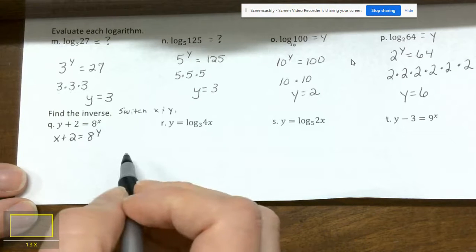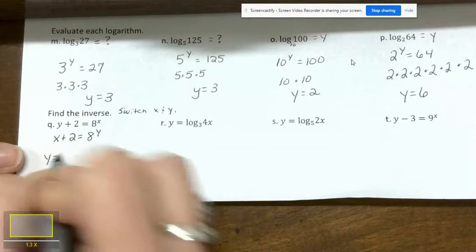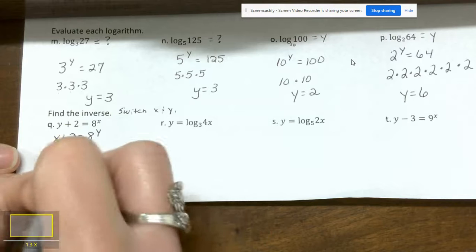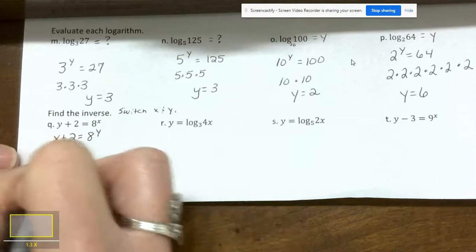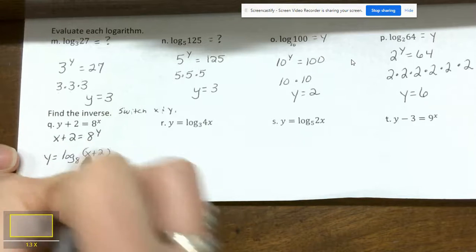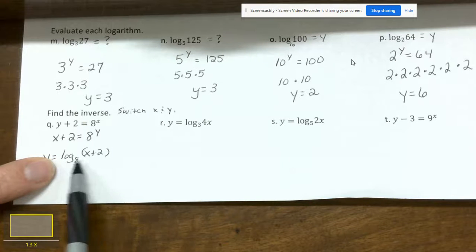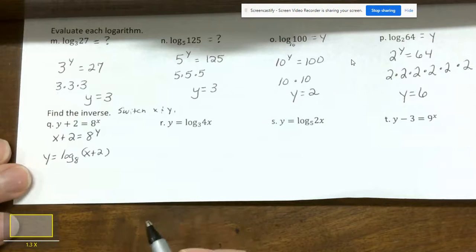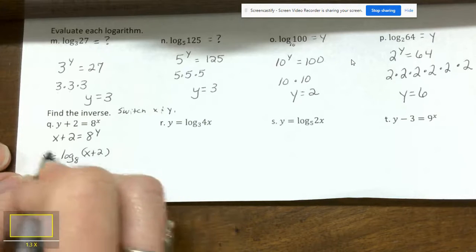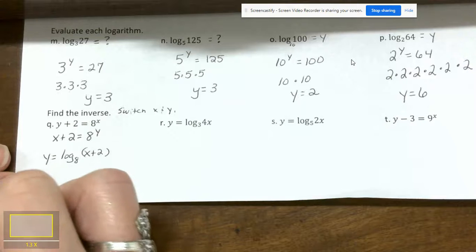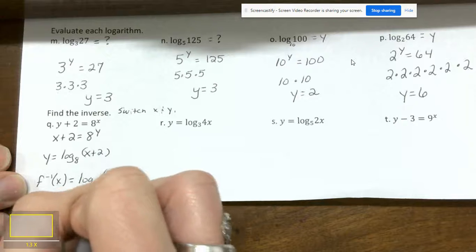So what we know is, and we've used this, we know that this y up here, whatever the exponent is, is equal to the log base 8 of this over here, x plus 2. And I'm going to put that in parentheses so that you'll realize that that x plus 2 is being taken of this log, okay? Now, we have y equals at this point. So the only thing you need to do is replace that y with f inverse of x, and you have your inverse.